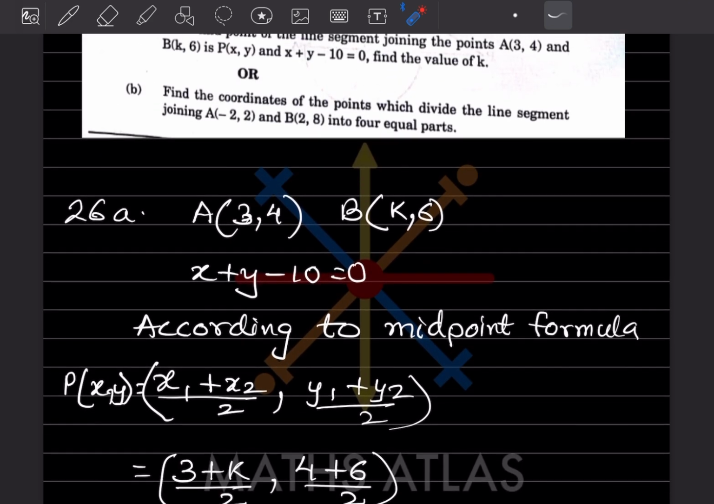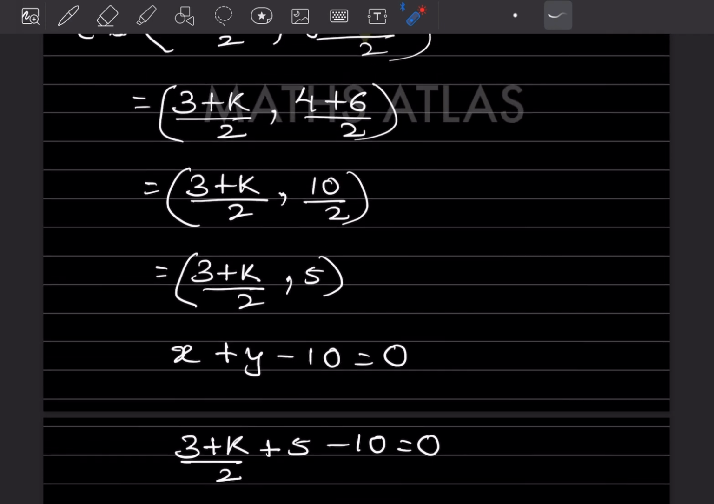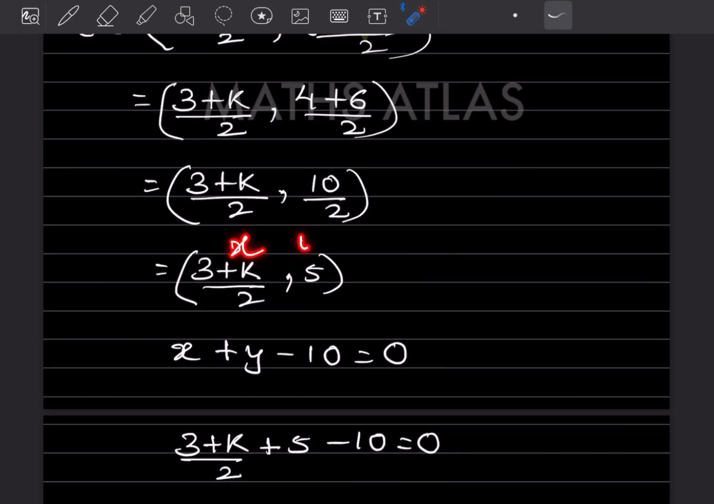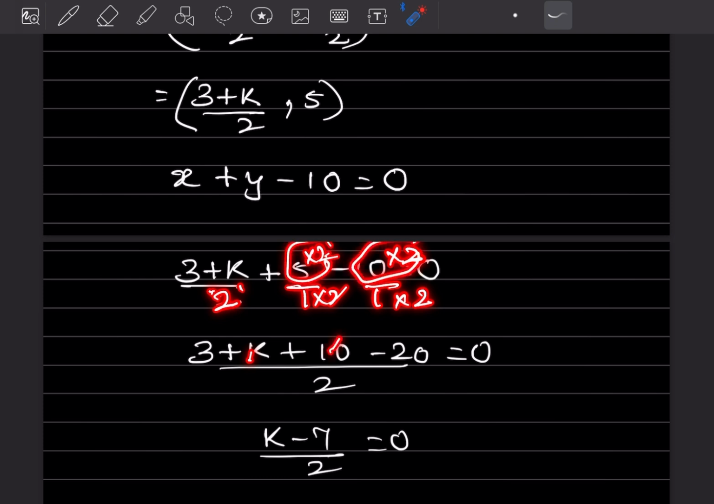Now the equation is given x plus y minus 10 is equal to 0. In place of x and y, we put whatever points we get. So in place of x we write the same, y we write the same, and minus 10 is equal to 0. Now we'll take the LCM, which is 2. So we write 3 plus k as it is, because here is already 2, here will be 10, here will be 20, and the sign the same, divided by 2 is 0.